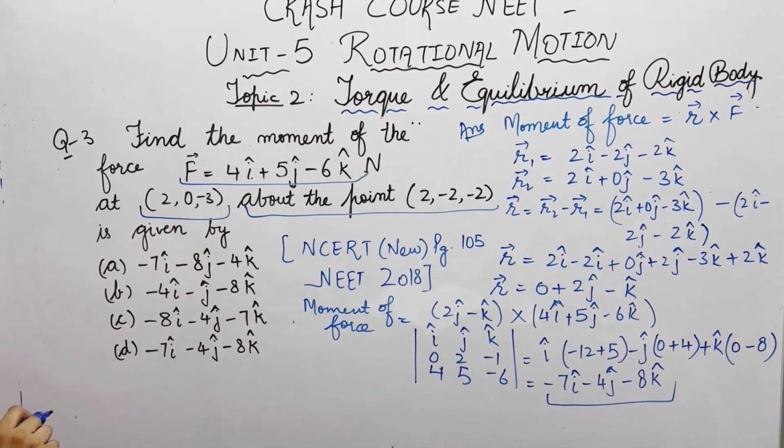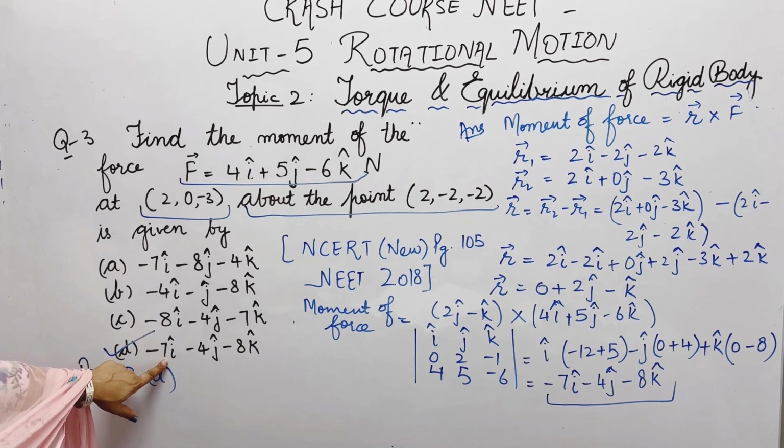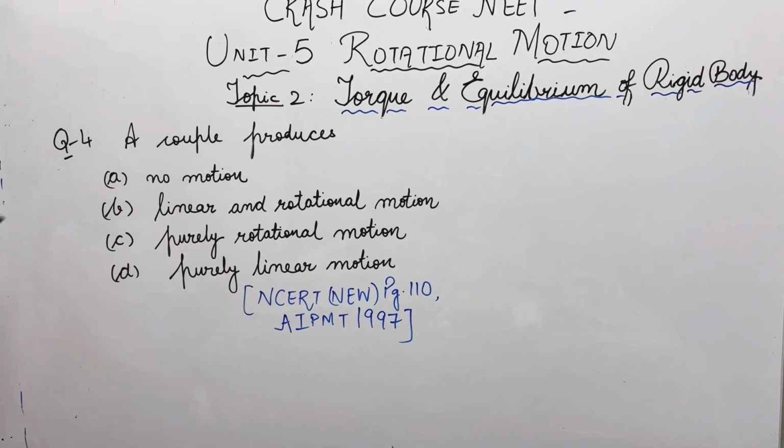And if we look at the options, option number D goes with our solution. So the answer for the third is option number D, minus 7i minus 4j minus 8k cap. This is question number 4.